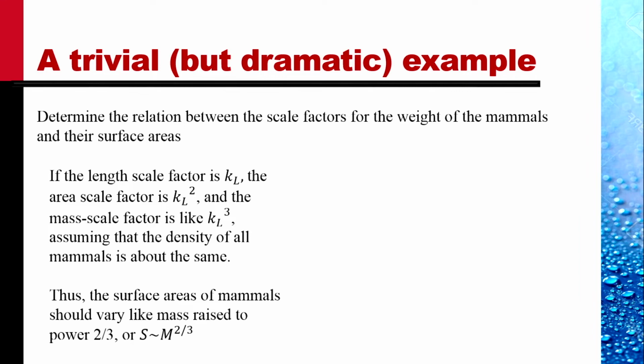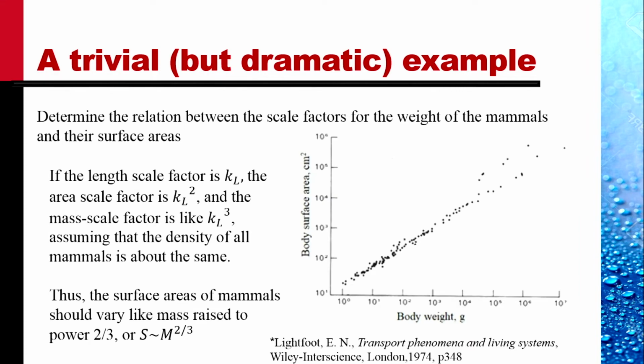Thus, the surface areas of mammals should vary like mass raised to power 2/3, or S is like M raised to power 2/3. And what is the data that we see? From this reference, we see the body surface area and the body weight are following this line. The red line has a slope of mass raised to power 2/3. Log plot. So that seemed to confirm our assertion.